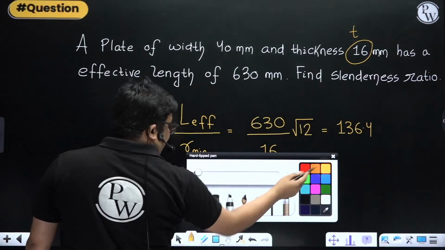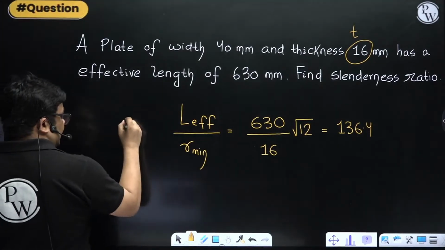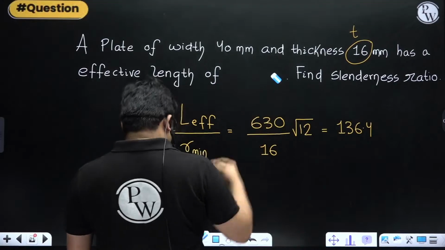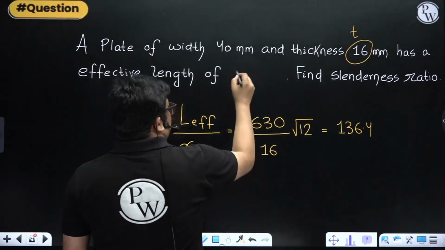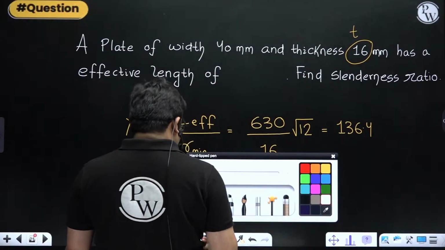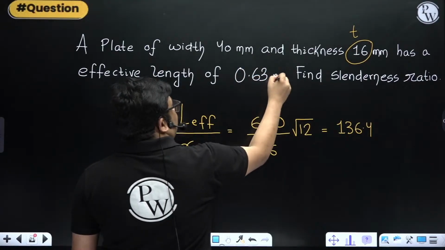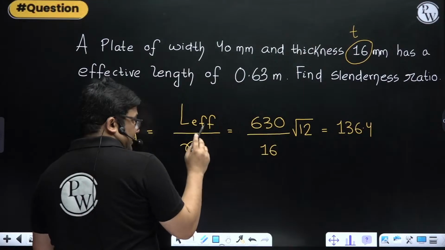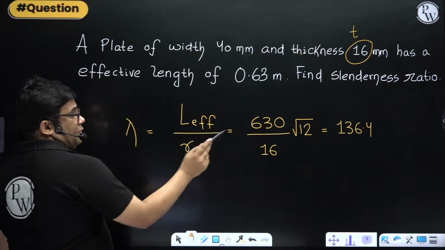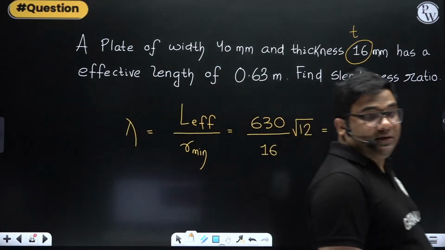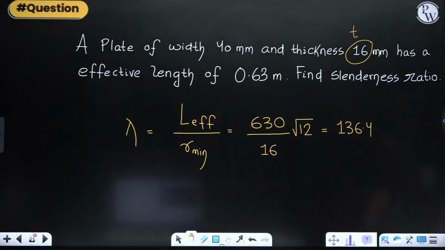And make sure that in the examination, suppose they would have given this as 0.63 meter, right? So make sure that you put in the same units. Both should be in the same units, mm. It's a ratio, so both have to be in the same units. Otherwise you will commit a mistake.